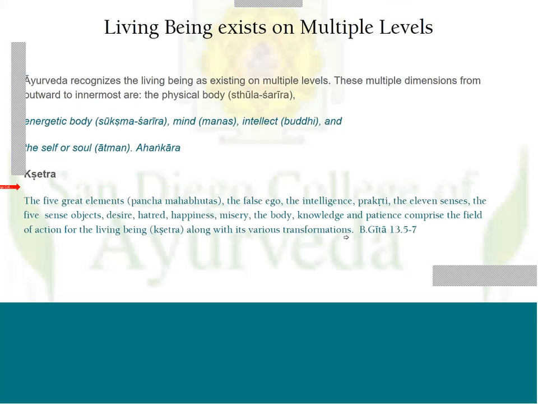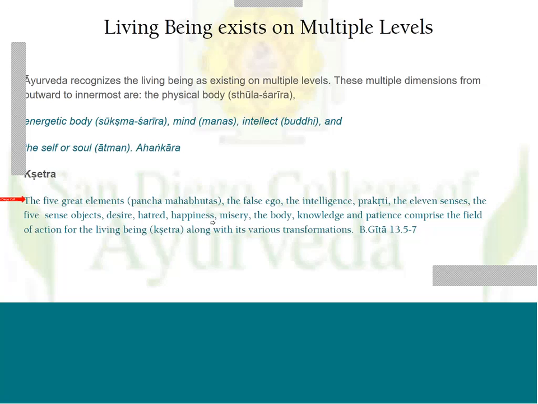Now, one of the authoritative texts in yoga philosophy is Srimad Bhagavad Gita. And in the 13th chapter, Sri Krishna says in the Gita that the five great elements, or the Pancha Mahabhutas, the ego or ahankar, the intelligence, prakriti, the 11 senses, the five sense objects, desire, hatred, happiness, misery, the body, knowledge, and patience, comprise the field of action for the living being, or kshetra, along with its various transformations. Kshetra literally means a field. It's a place where you plant seeds, seeds grow, seeds produce some fruits, and you receive those fruits. So all of these things together are considered the field.